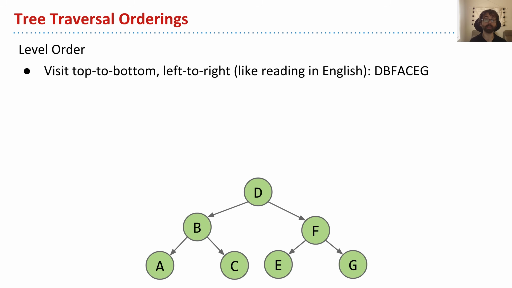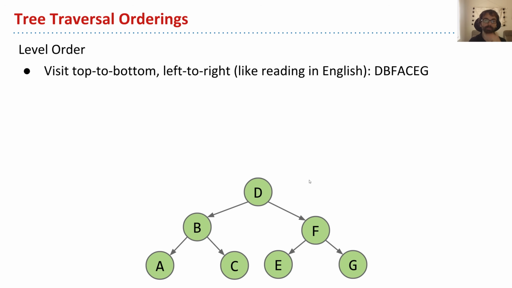One of them is so-called level order. In this approach, you visit your nodes in a top to bottom, left to right order, like reading in English. So first, I will visit D, because it's at the top level. Then I'll visit B, then F, then A, then C, then E, then G. So that's one very natural way that we could visit a tree.